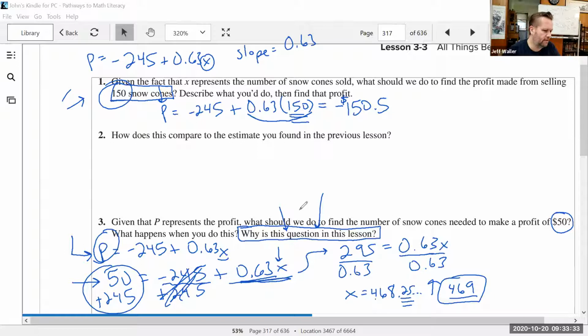Bum, bum. Why is it in this lesson? Because it's exactly what the lesson's about. I have no idea why they put that there. Okay.